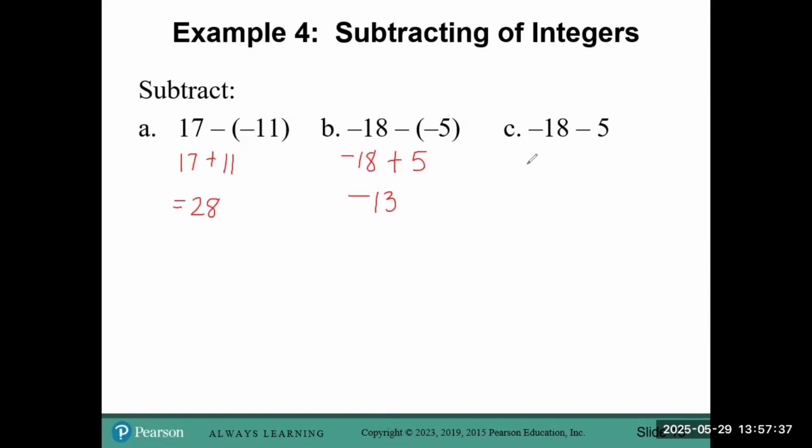For this one, I'm going to rewrite it also. Negative 18. And now I'm going to add the opposite of 5. So I was subtracting positive 5. So now I'm going to add the opposite of that, which is negative 5. So now I'm adding two negative numbers. I can just add their absolute values, which is 23, and keep the sign. Negative 18 minus 5 is negative 23.